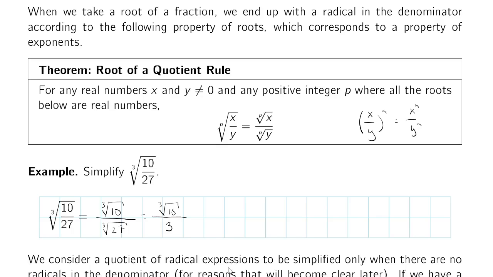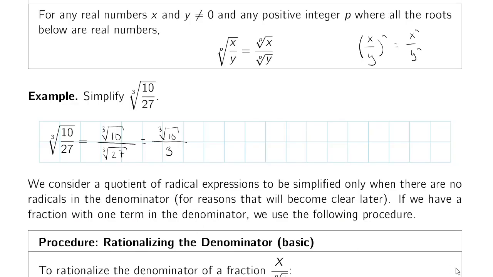That's what we want to have happen when we simplify roots of fractions. We consider a quotient of radicals to be simplified when there are no radicals in the denominator. And the reason we want to have no radicals in the denominator will become clear later. For now, just keep in mind we want to have no radicals in the denominator.